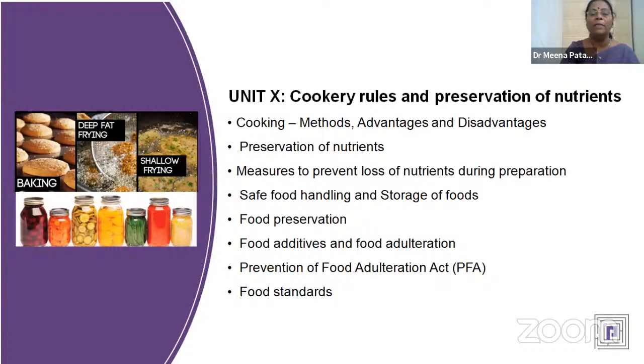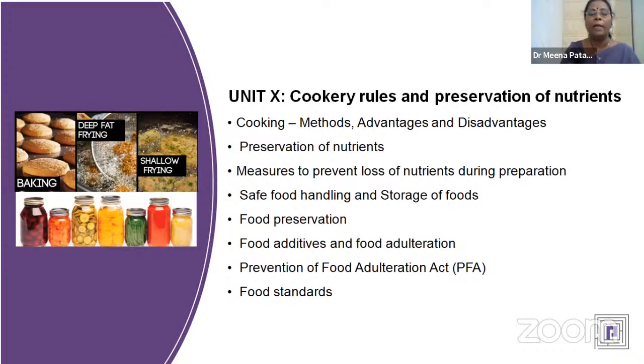People cook rice in 2 or 3 methods. Somebody uses a rice cooker, somebody uses a pressure cooker, and some families add extra water, remove the starch, and cook in that way. Removing the starch, again, causes a loss of nutrients, whereas if you use a pressure cooker or rice cooker, you're preserving the nutrients. Okay, that is one example of measures to prevent loss of nutrients during preparation.